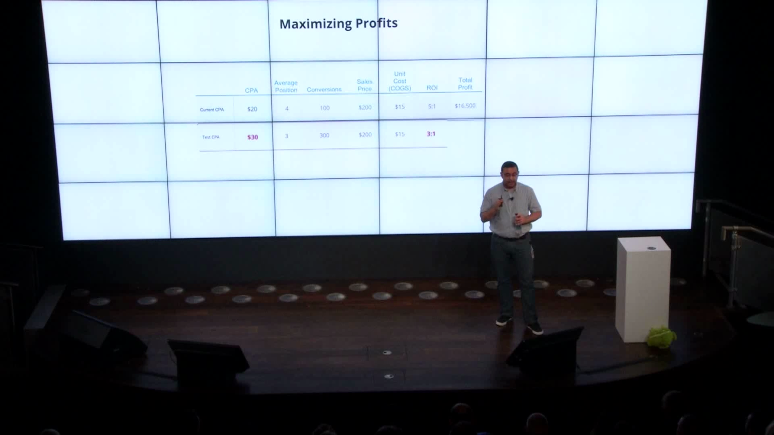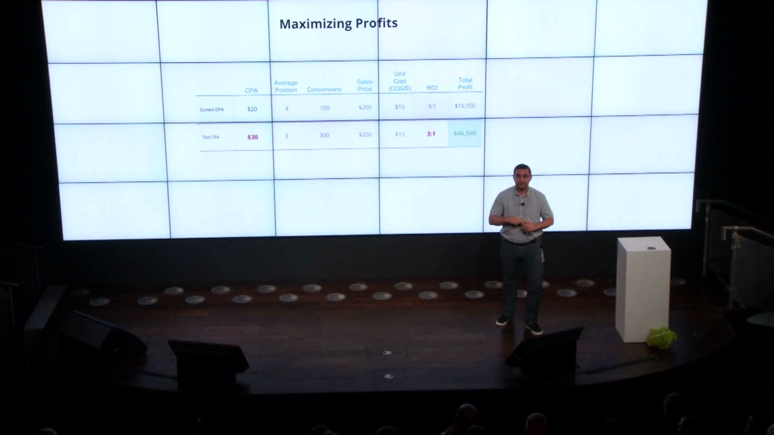And that's why, I'm not even going to assume that we get 15 times more conversions. Let's make it a bit harder, this example. We're getting only 3 times more conversions than the right-hand side. Sales price is the same, cost is the same. Our ROI even drops per transaction to 3 to 1. And our total profit gets multiplied by 3, to 46,000.